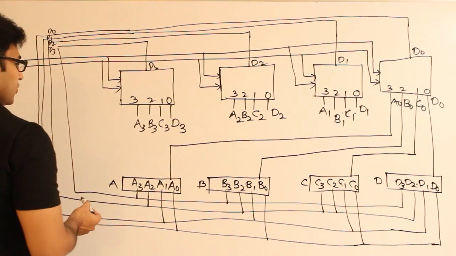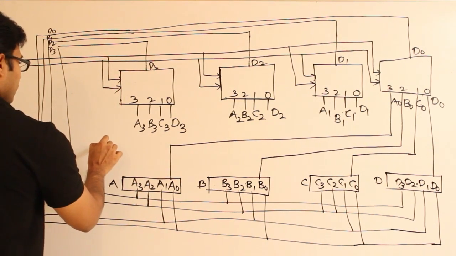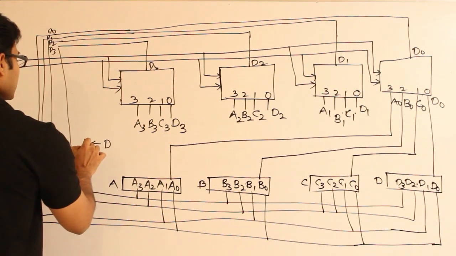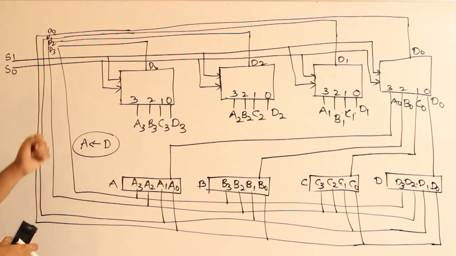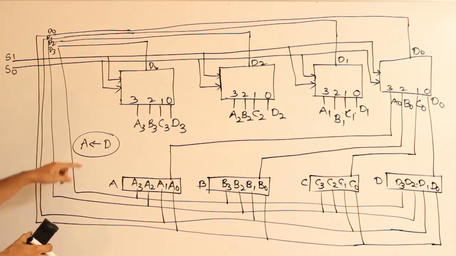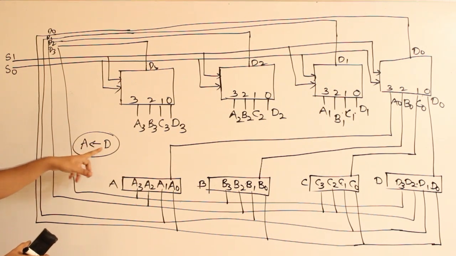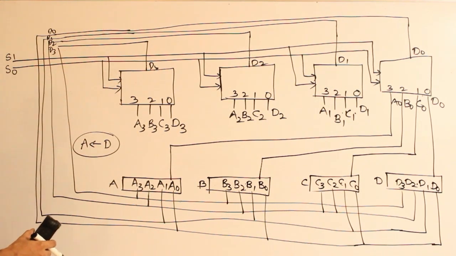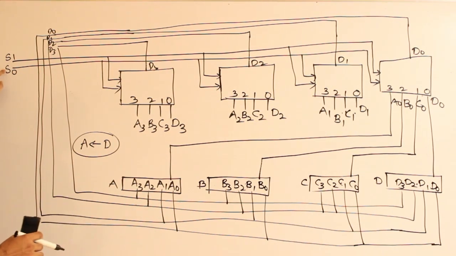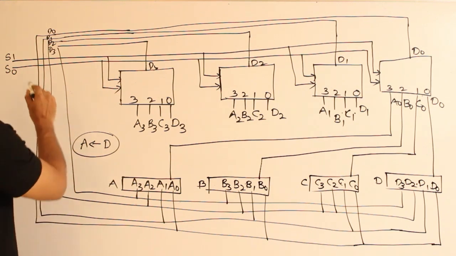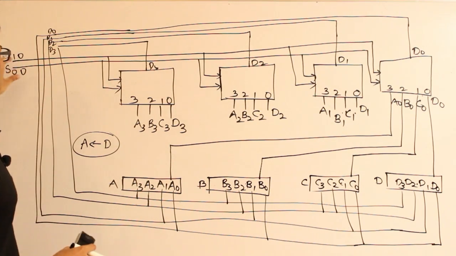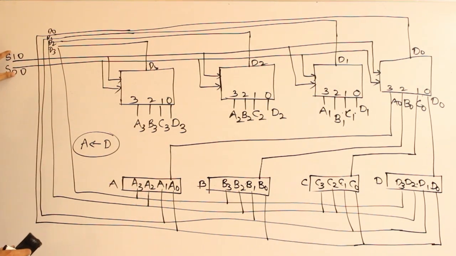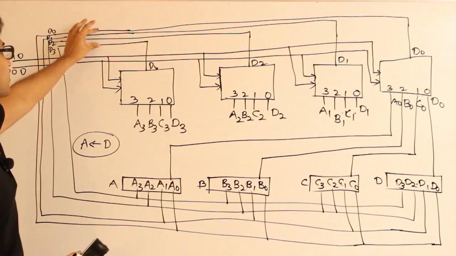operation where I want to transfer the data from D into the register A. Whatever is present in D, I want to write it to A. For that, first you give the select lines so that the data from D will be selected onto the bus. So how can I give the select lines here? Just now I have shown you that if you give 0, 0 here, the data from D will come onto the bus, right? So by giving the select line 0, 0, the data from D is now present on the bus.